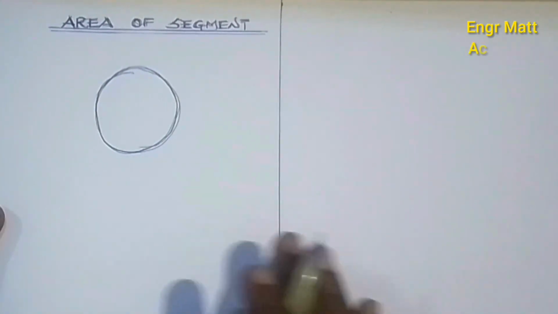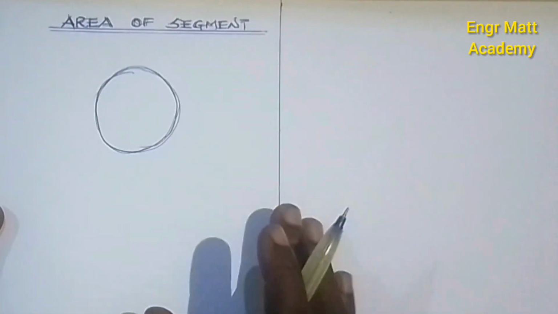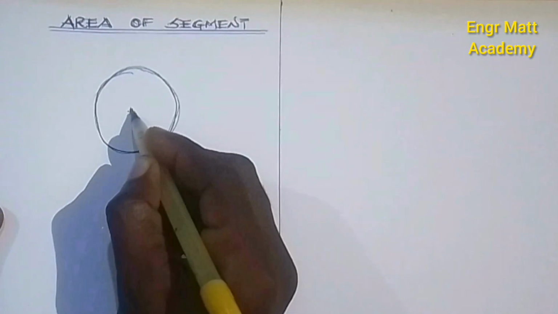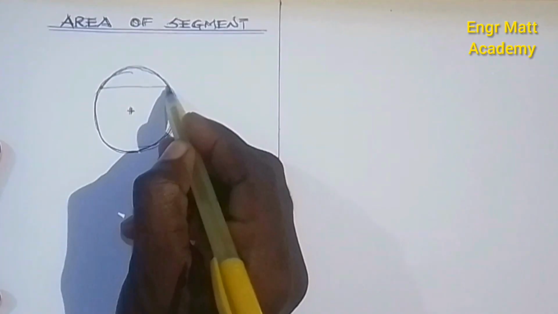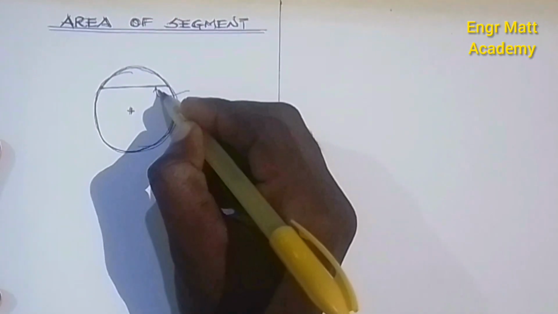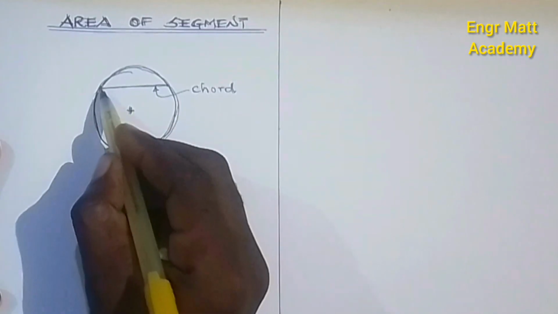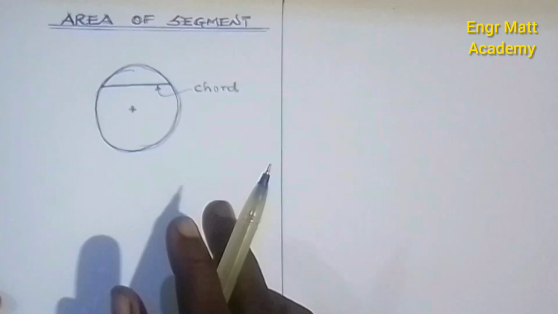Before we discuss anything, you need to understand what a segment is. What is a segment? Already, you know what a circle is. But what if I draw a line across the circle? This line is called a chord. A chord is a line that divides a circle into two unequal parts.